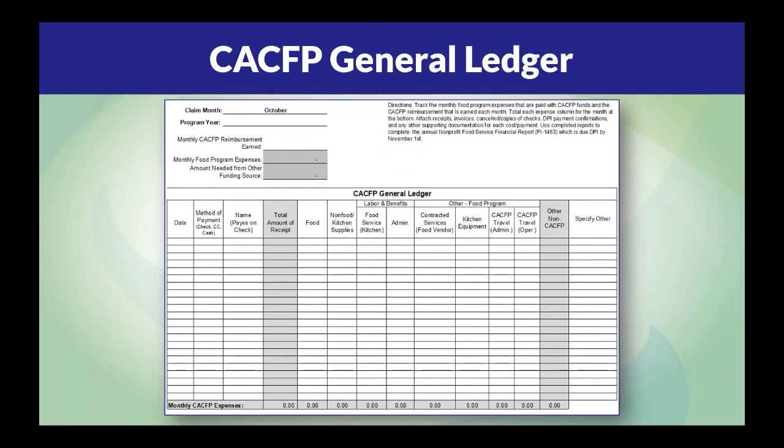Whichever General Ledger system you use, it must track, at a minimum, the date of the purchase, the method of payment, the name of the payee, which would be your store or vendor, the total cost spent, and the total costs separated into the food and non-food or kitchen supplies. The ledger must always be accessible and kept on file with the source documents, which would be your receipts and invoices, and payroll information.